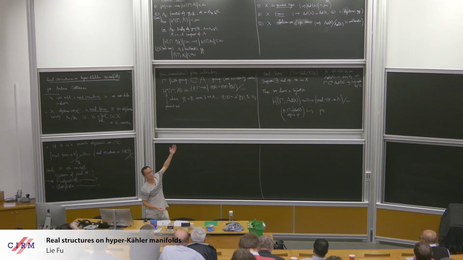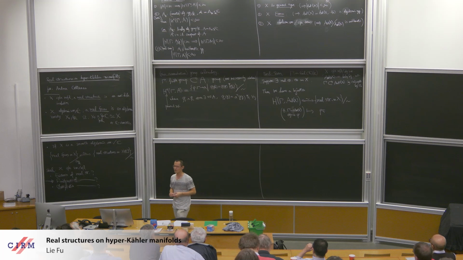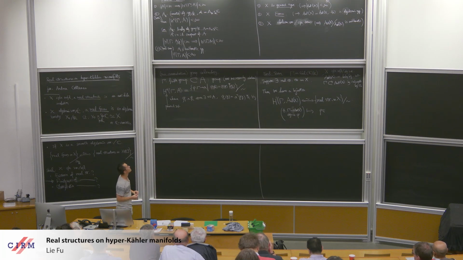So in particular, in dimension 1, any smooth projective curve admits only finitely many real structures: Fano, general type, and abelian variety, elliptic curves. Well, now you can ask what happens in higher dimensions.